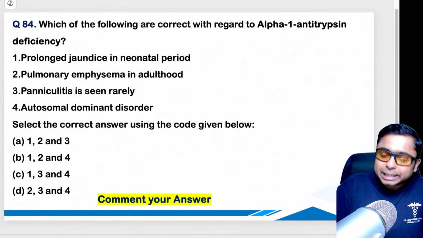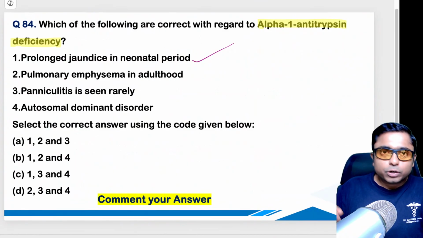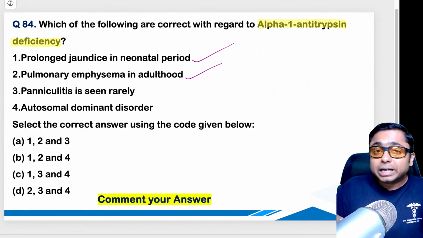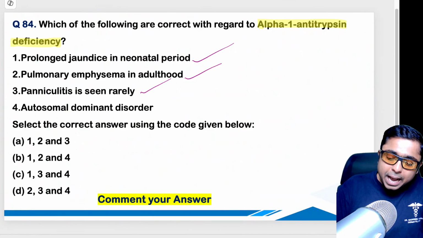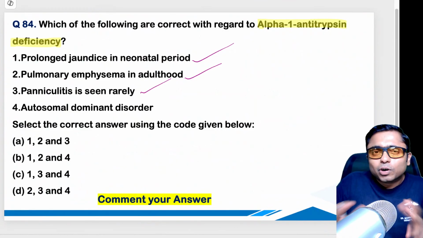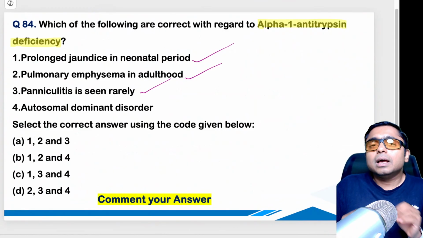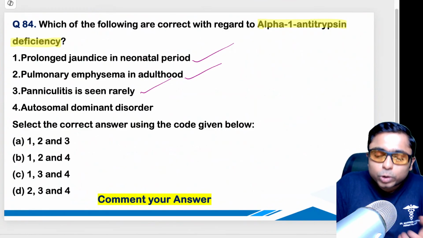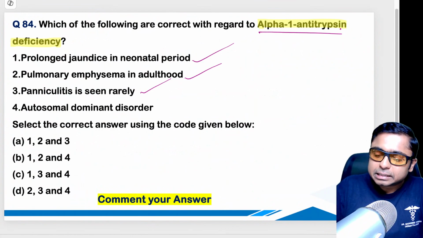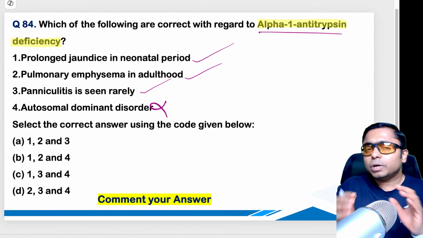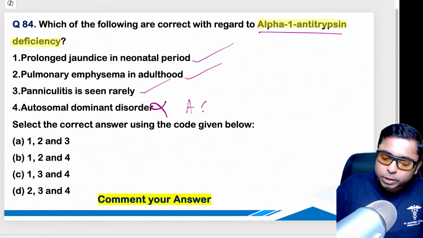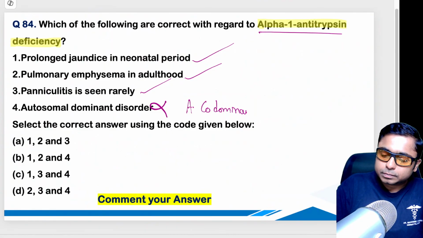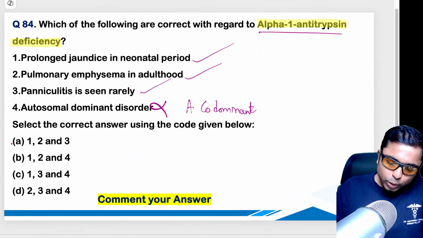This is the next question on alpha 1 antitrypsin deficiency. So please remember, prolonged jaundice in neonatal period can be seen in this condition. Pulmonary emphysema can be seen in adulthood. Panniculitis is also seen rarely. What is panniculitis? This is the reason why I kept this question. Panniculitis is the inflammation of the subcutaneous tissues or the hypodermis, and that is also possible in this condition. And remember, this is not an autosomal dominant disorder. It is in fact an autosomal codominant disorder. So 1, 2 and 3, option A is going to be the correct answer in this particular question.